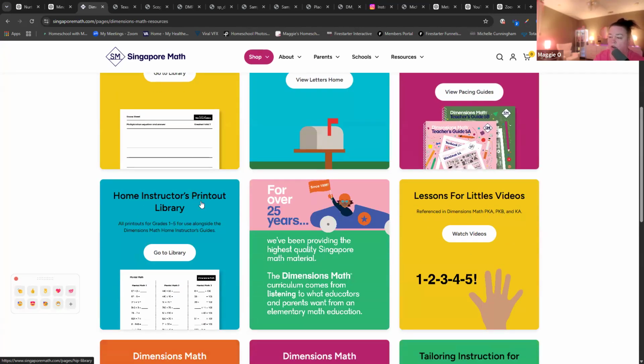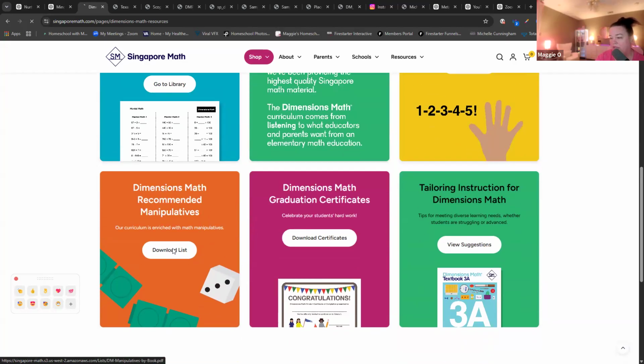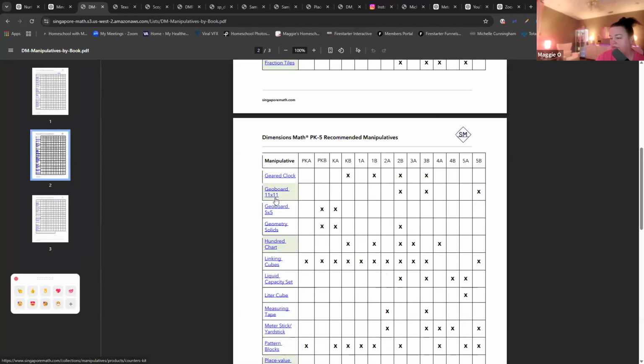The home instructor's printout library, which is actually helpful. Lessons for Littles videos, Dimensions Math recommended manipulatives, and you just click in there, and here's your downloadable list. And then it tells you in which category of math of Dimensions those manipulatives are needed.